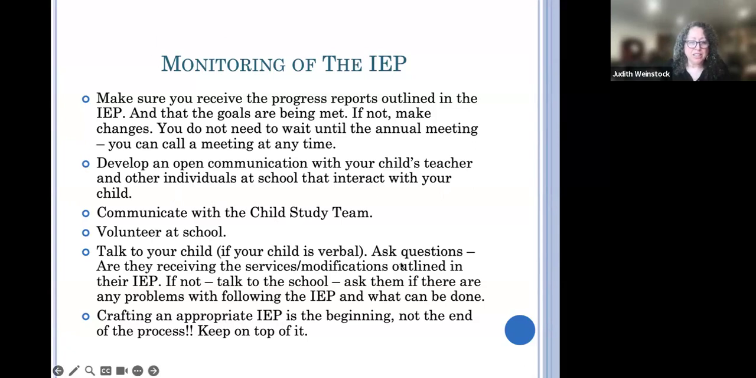And just so that you know, the IEP is the beginning, it's the contract, it's not the end of the process, and you have to keep on top of it. You have to exert a lot of effort and time to make sure that the program is being implemented with fidelity, and that there is the evidence, the documentation, that your child's making progress. And if that's not true, then you can reach out to the child study team and ask for a meeting to go over what services are being provided or not being provided. And if they are being provided and they're not making progress, you can request changes to the IEP at any time during the year. You don't have to wait for the annual IEP meeting.